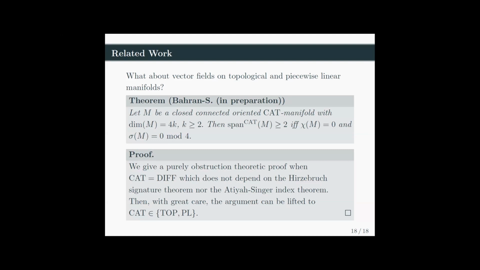This result is well known in the smooth case. It's a classical result in the smooth case. The problem is that all of the proofs rely on the Hirzebruch signature theorem, which is really a smooth thing. You can't have one of those for topological or piecewise linear manifolds. And many of the proofs also use the Atiyah-Singer index theorem for elliptic operators, which at least definitely doesn't work for piecewise linear manifolds, at least at the moment.